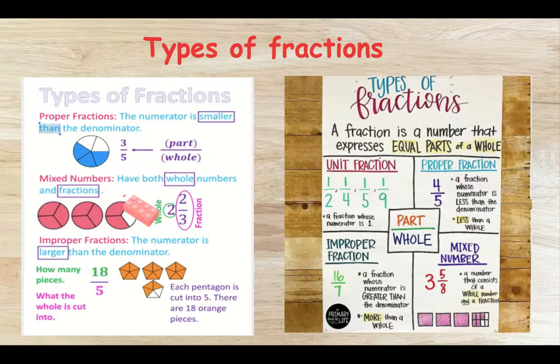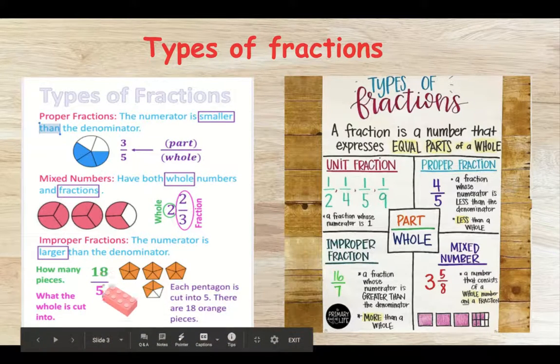The next kind of fraction we will talk about is improper fractions. These are fractions whose numerators are larger than the denominator. For example, 18/5. The numerator 18 is way larger than the denominator 5. So each pentagon, which is present here, is cut into 5 sections, and each section has 18 pieces, orange pieces.